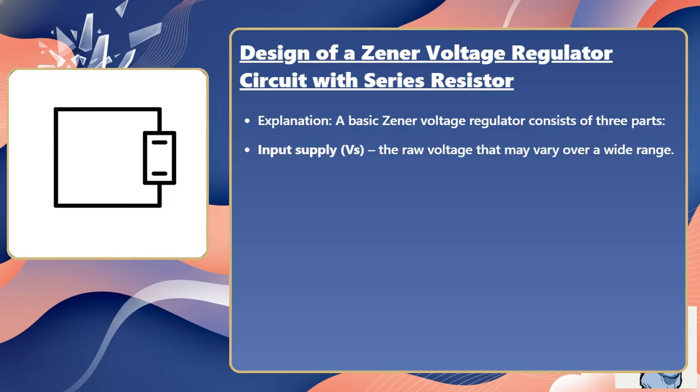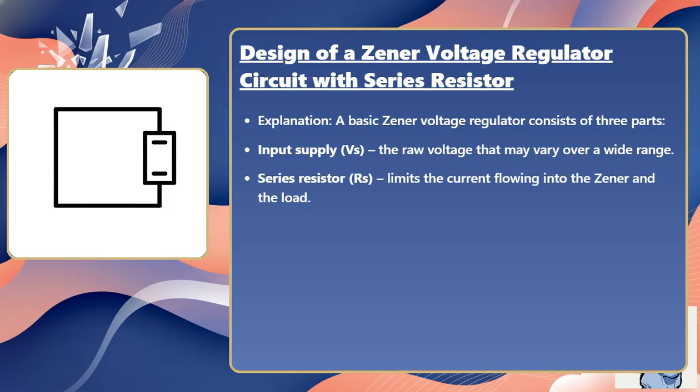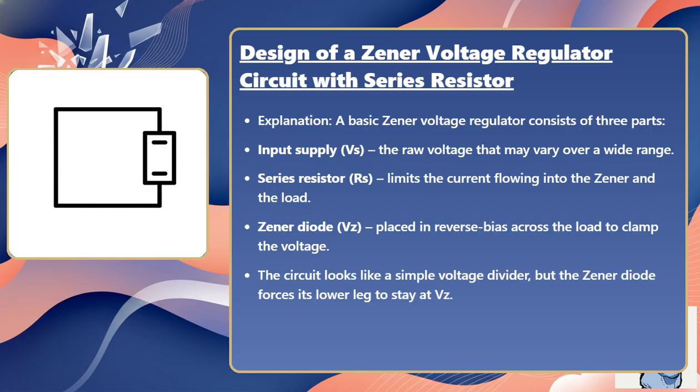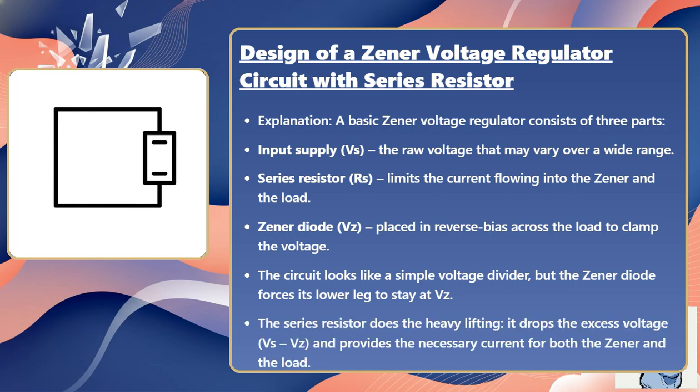Input supply Vs, the raw voltage that may vary over a wide range. Series resistor Rs limits the current flowing into the Zener and the load. Zener diode Vz, placed in reverse bias across the load to clamp the voltage. The circuit looks like a simple voltage divider, but the Zener diode forces its lower leg to stay at Vz. The series resistor does the heavy lifting. It drops the excess voltage, Vs minus Vz, and provides the necessary current for both the Zener and the load.